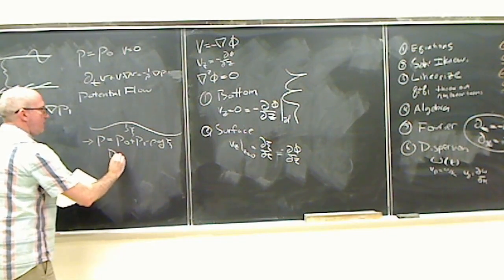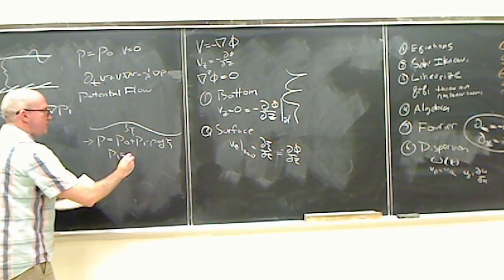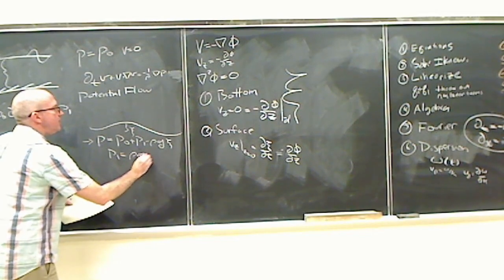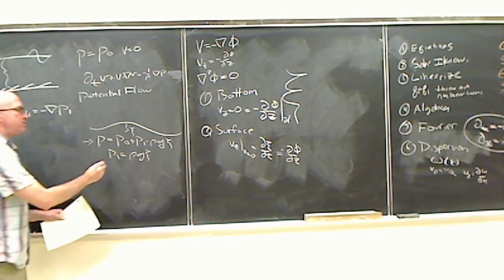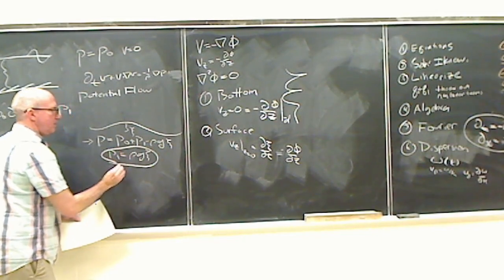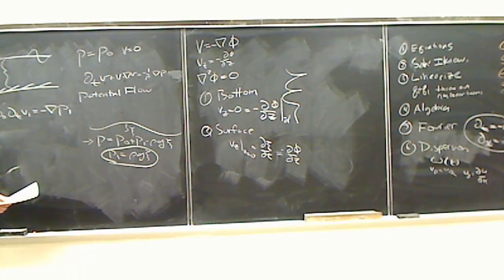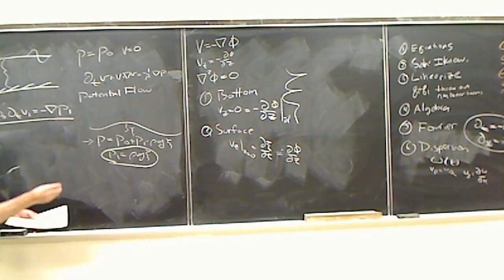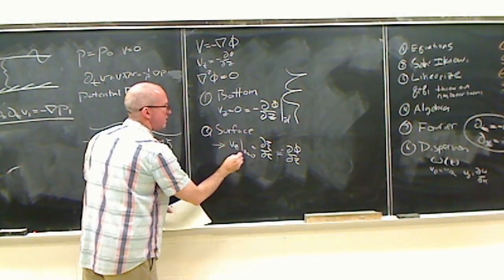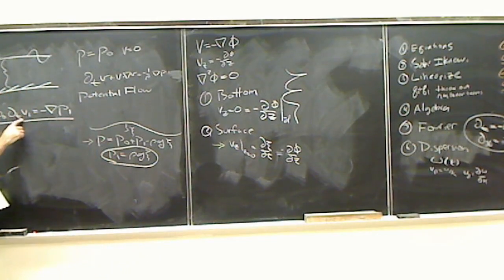we can say that the fluctuating pressure is just going to equal rho g z. So this is my deviation in my pressure, it's just going to be rho g z. So we take this, and we take this, and we plug this in to here, and we're left with d by dt of P1 over rho g equals minus d phi dz.